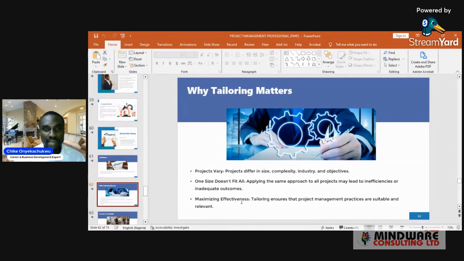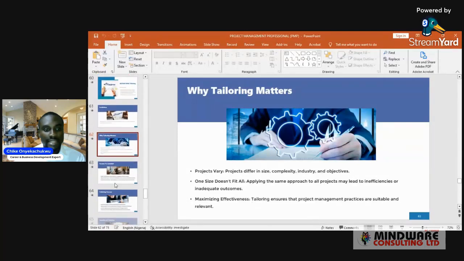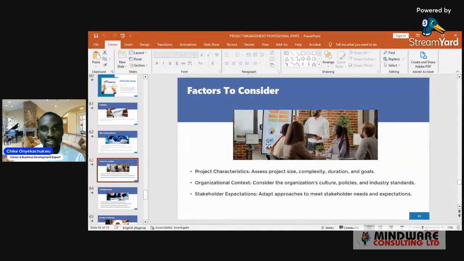Now, another reason is to maximize effectiveness. Tailoring ensures that project management practices are suitable and relevant. So you need to adopt practices that are suitable to your specific project and that are also relevant. Now, what are the factors to consider in tailoring? First and foremost, project characteristics. You need to understand the characteristics of the project, right? You need to assess the project size, the complexity, the duration, and the goals.